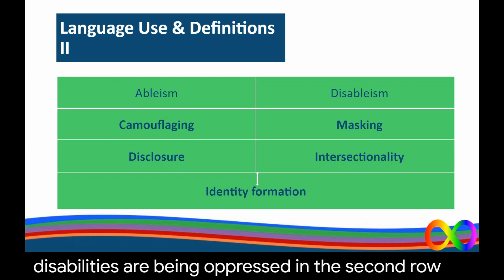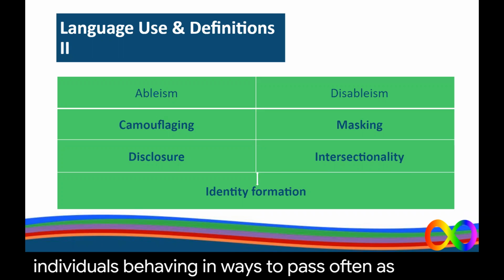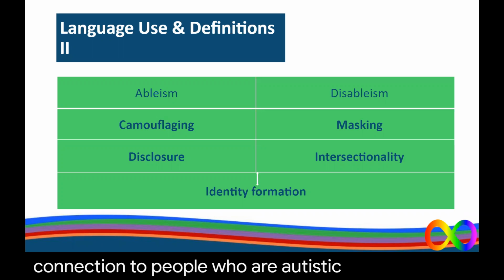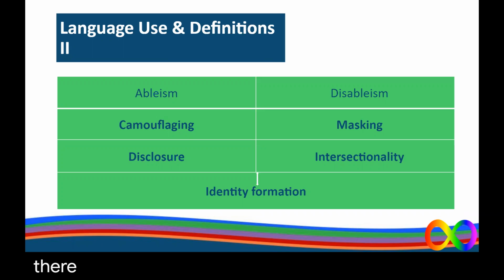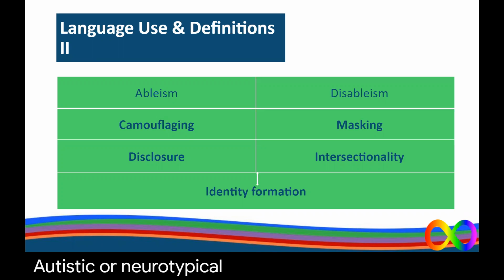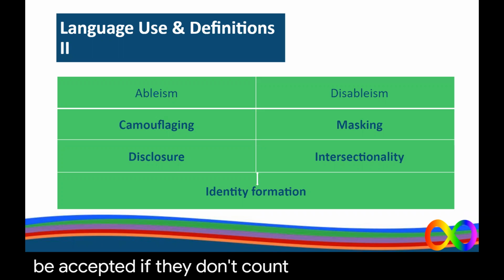In the second row, the terms camouflaging and masking refer to individuals behaving in ways to pass, often as non-autistic. Often we use these words in connection to people who are autistic, and their behavior or their choice to pass as non-autistic or neurotypical is often as a result of being taught they need to do so, or that they will not be accepted if they don't camouflage.